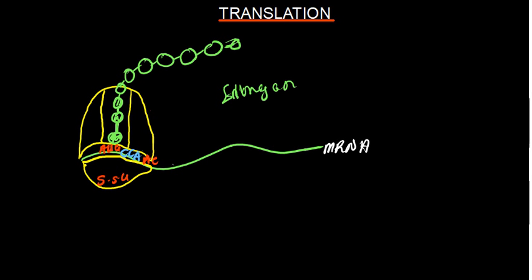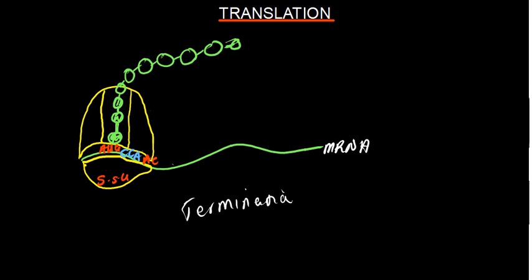To elongate simply means to build. This process will keep on repeating just like that, until it reaches what is now known as the termination site, where the process of translation has to come to an end. So it will reach the termination site.